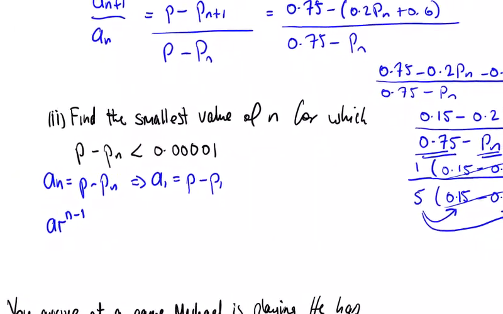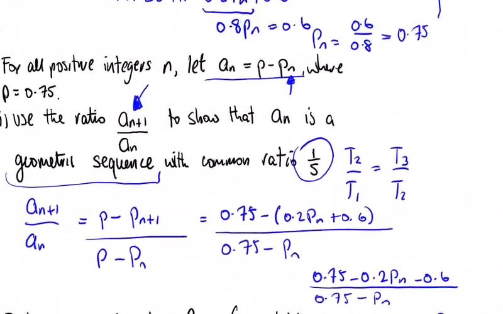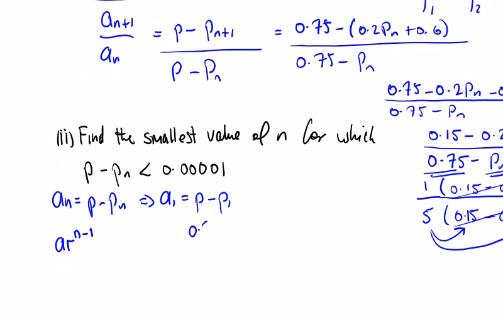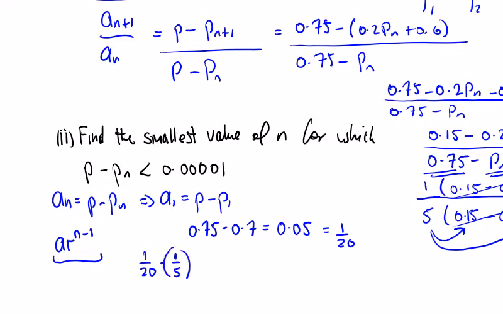And we know that from above, we got p to be 0.75, didn't we? Yeah, we got p to be 0.75. So I'm going to have 0.75 minus 0.7 is my first term, 0.05. We can call that 1 over 20, because we have the ratio as 1 over 5. So if I fill this information in here, we have 1 over 20 by 1 over 5 to the power of n minus 1. And we're asked to show when is that less than 0.0001.